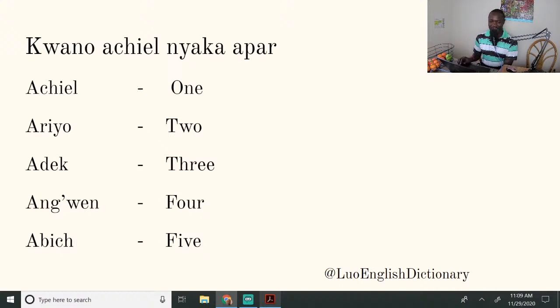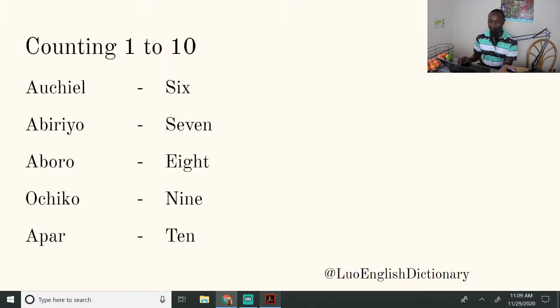So achiel, ariyo, adek, ang'wen, abich, auchiel, abiriyo, aboro, ochiko, apar.